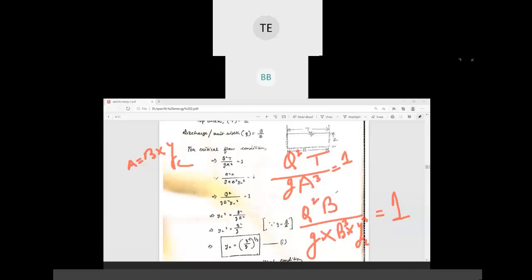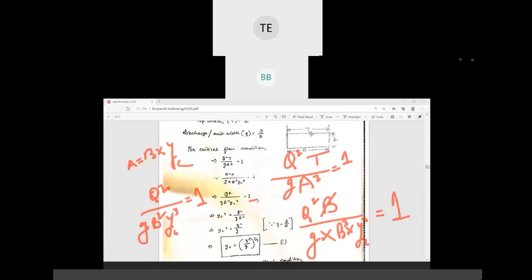So if you see this B, and from here, one B will be cancelled out. So what will be left is Q square divided by G B square, and then YC cube. YC cube is equal to 1.